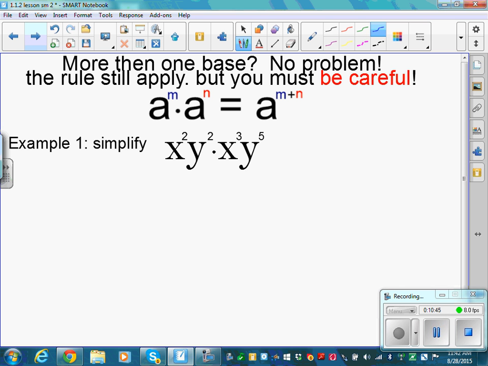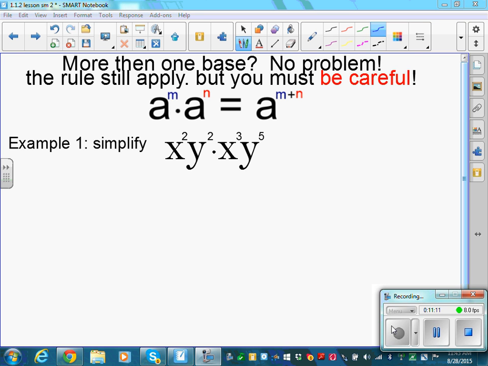All right, so what happens when we have more than one base? We're going to go through this one. If we have more than one base, it doesn't matter. Properties of exponents don't change. If you're multiplying the exact same base, you'll add the exponents.